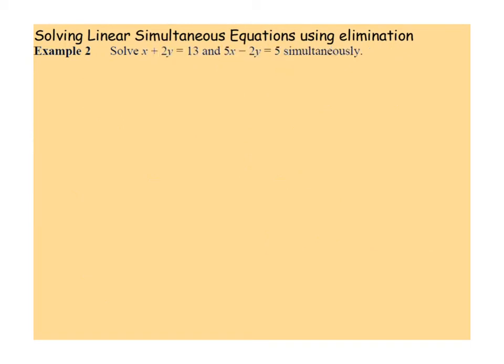So this time I'll start exactly the same. I'll label the two equations. And again, the coefficient of y is the same amount, positive or negative. So they're both 2 away from 0. One's positive 2y, one's negative 2y. So the coefficients aren't exactly the same. But positive 2 and negative 2 being the same amount away from 0 means that we can use these equations without multiplying them up at all.